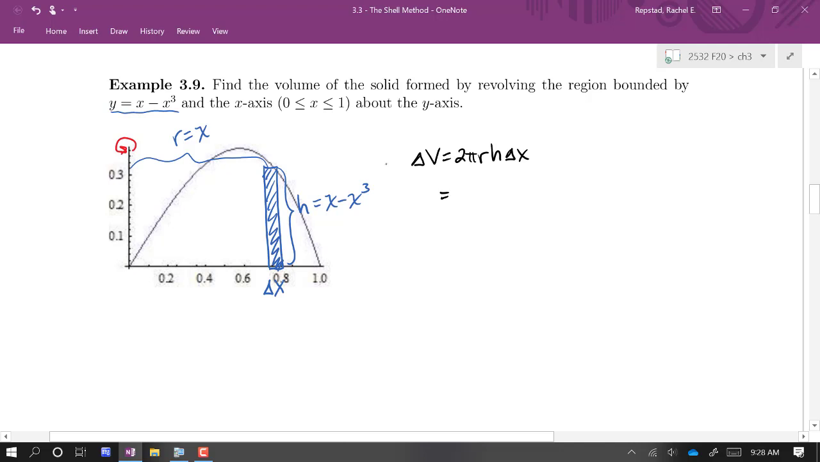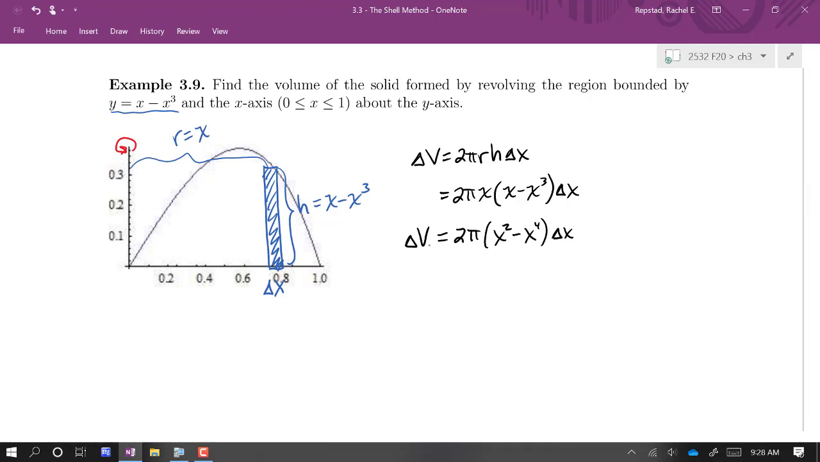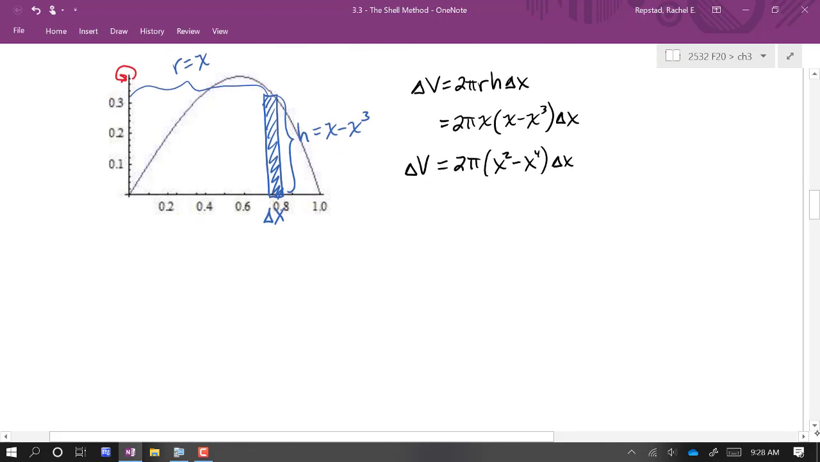Now I'm going to plug in the dimensions that we have found on the figure. So this is 2 pi x times x minus x cubed times delta x. Knowing that I'm going to end up integrating, I'm setting up an integral here, so I'm going to go ahead and distribute the x. So you have x squared minus x to the fourth. So there's our delta V. And just like with areas and just like with using the disk method, if we can write the expression for the volume of the sample shell, then the integral pretty much writes itself.